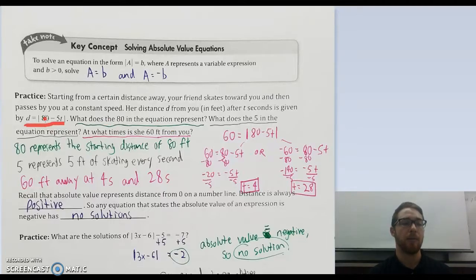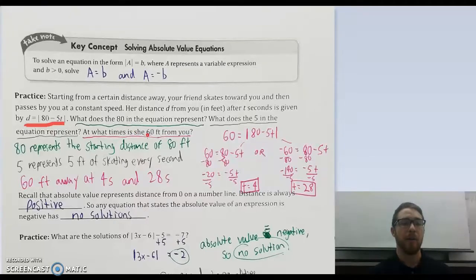So that just represents that if you start at 80, that's the starting distance, and we're going to be subtracting from that, because again, we're taking the 80 and we're moving towards that distance first. So we start from 80, and then the minus 5. What does the 5 represent? That represents skating 5 feet every second. So if I skate 5 feet every second, every time I increase the time, that's going to be taking 5 away from that distance as I get closer and closer to 80.